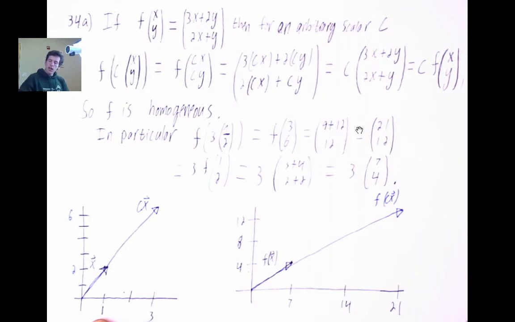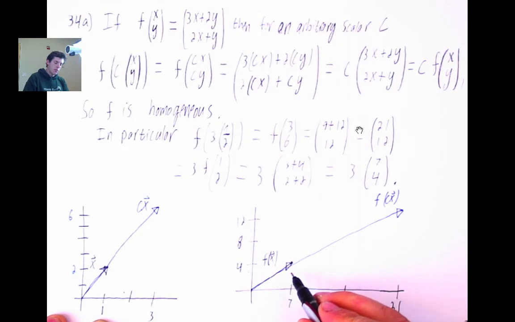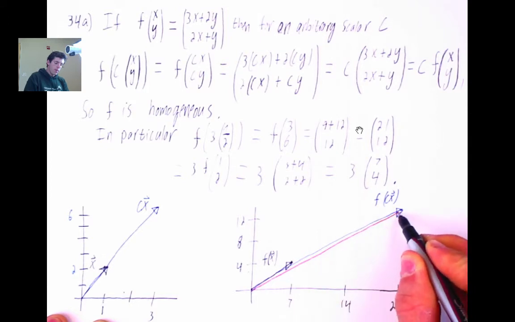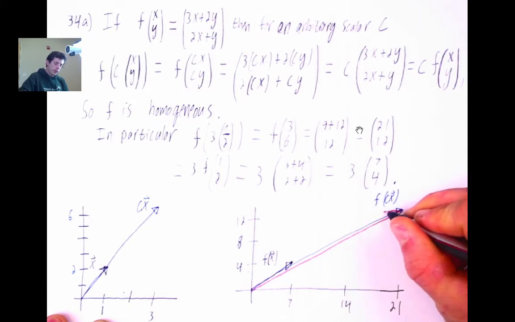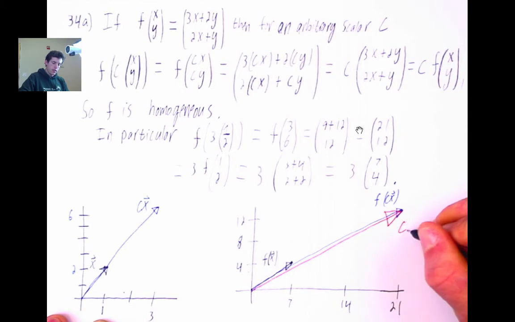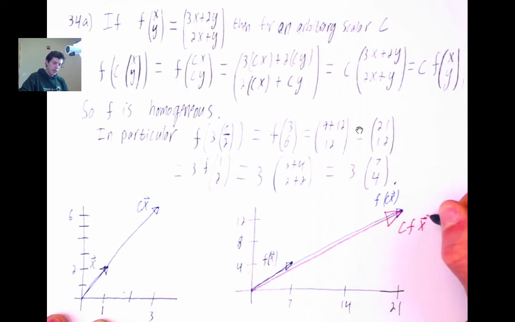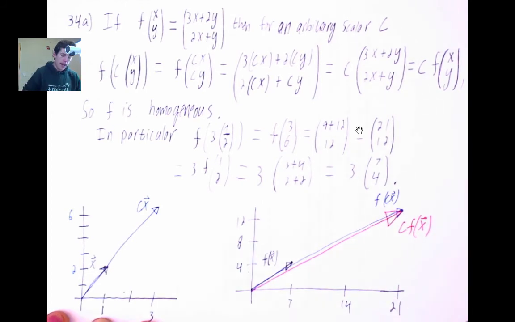There it is. And the last thing that I need is c times f of x, and that is supposed to be 3 times this vector, which would be the same direction, but 3 times longer. This is c times f of x, (21, 12). Exactly the same vector as f of c times x. So that's what homogeneity looks like.